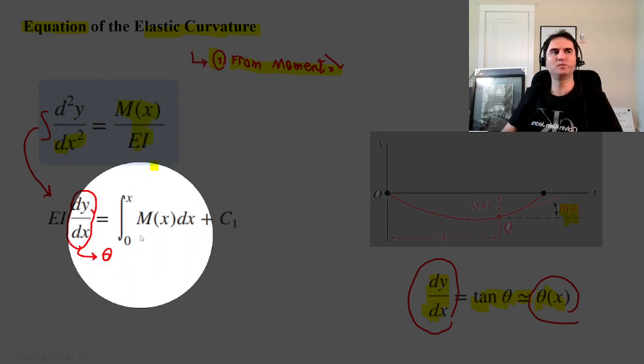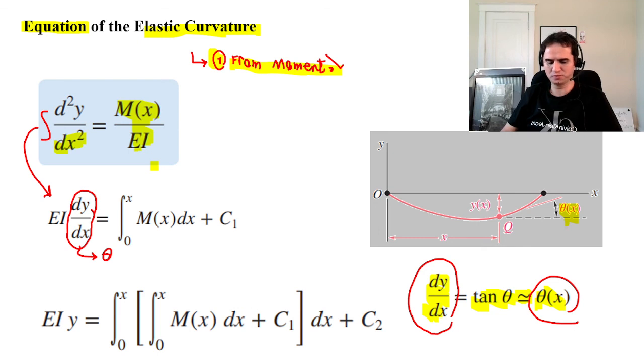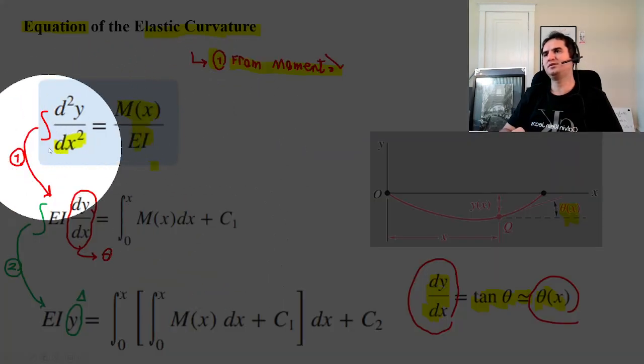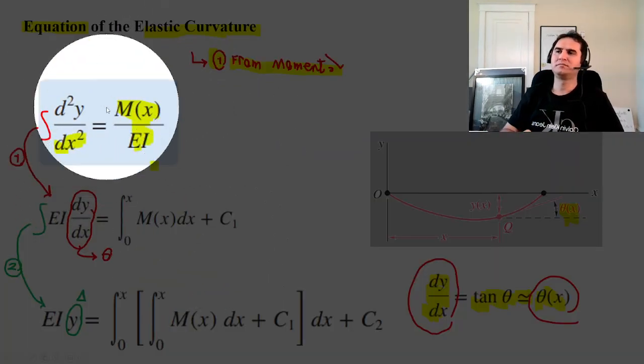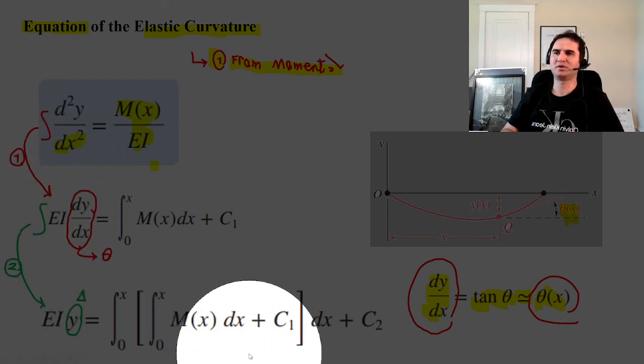So it just says the area under the moment gives the slope, and if you integrate it once more, it gives you the elastic curve deflection, EI y or EI delta, as a double integration of the moment. So by two consecutive integrations of the moment equation, we can get the deflection.